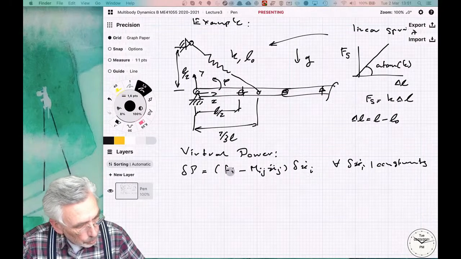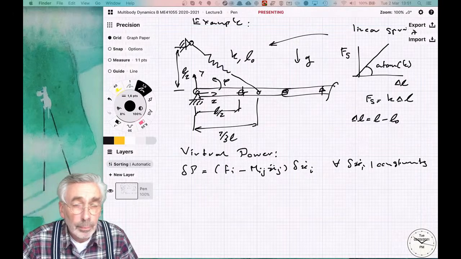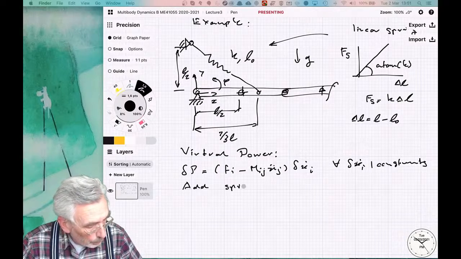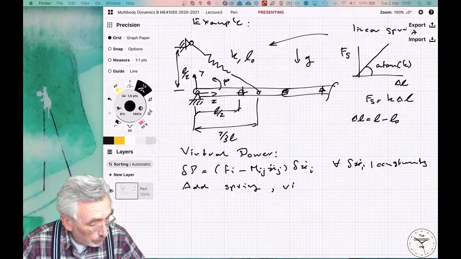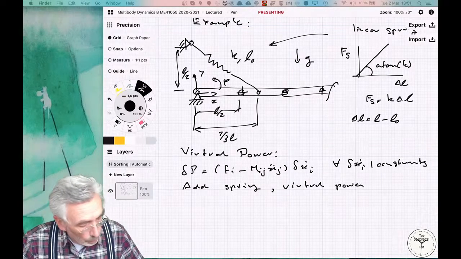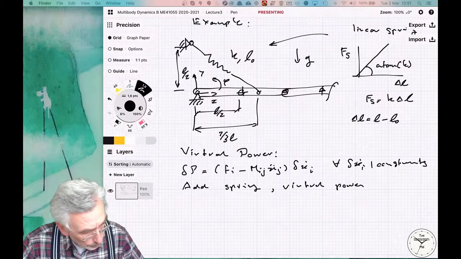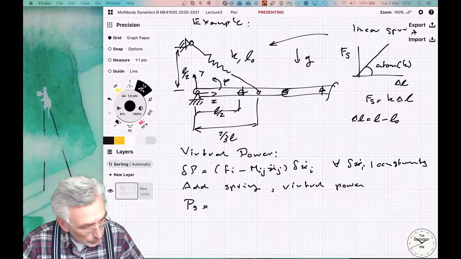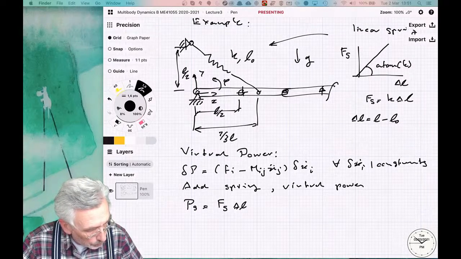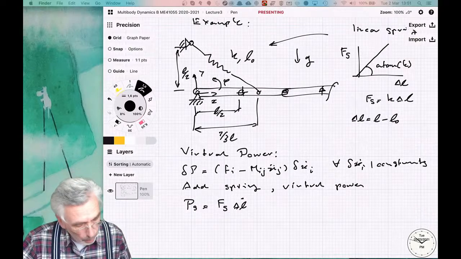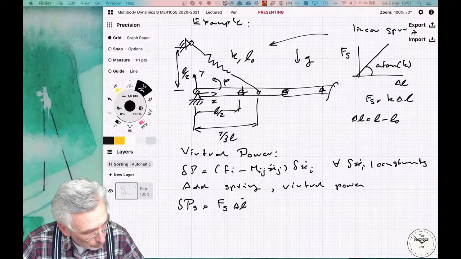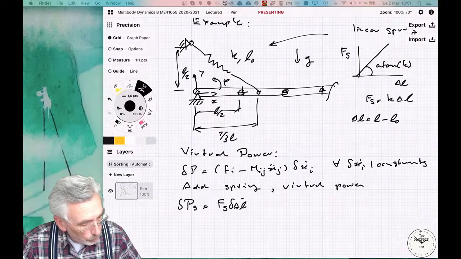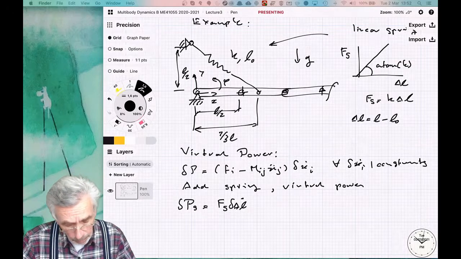But now, this is not completely correct, because we have this extra element here, right? So we have to add the spring. And how do we add it? We have to add the virtual power of it. Well, the power of a spring is the force times the velocity. So that's the spring force times the elongation rate, right? And how does it go with the virtual? Well, remember, it's just some symbol. So the virtual power of the spring is the actual force times the virtual elongation rate, the velocity.